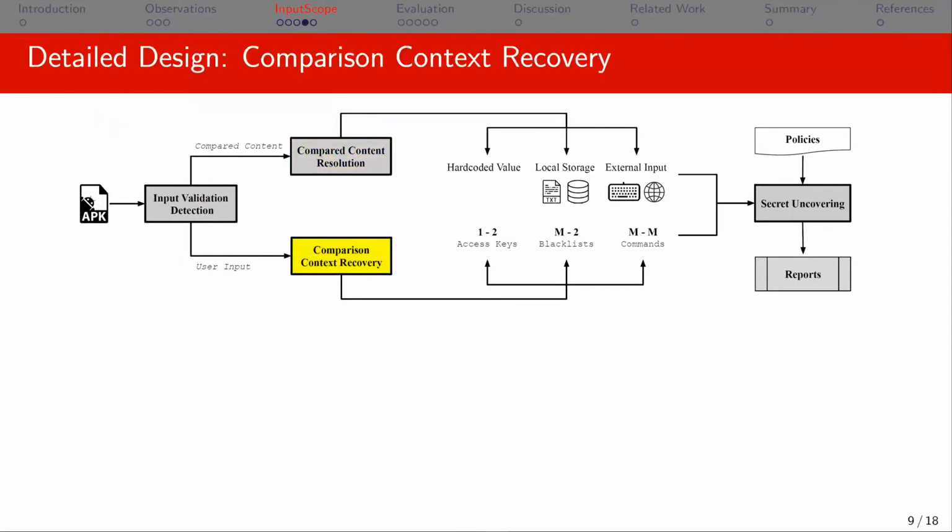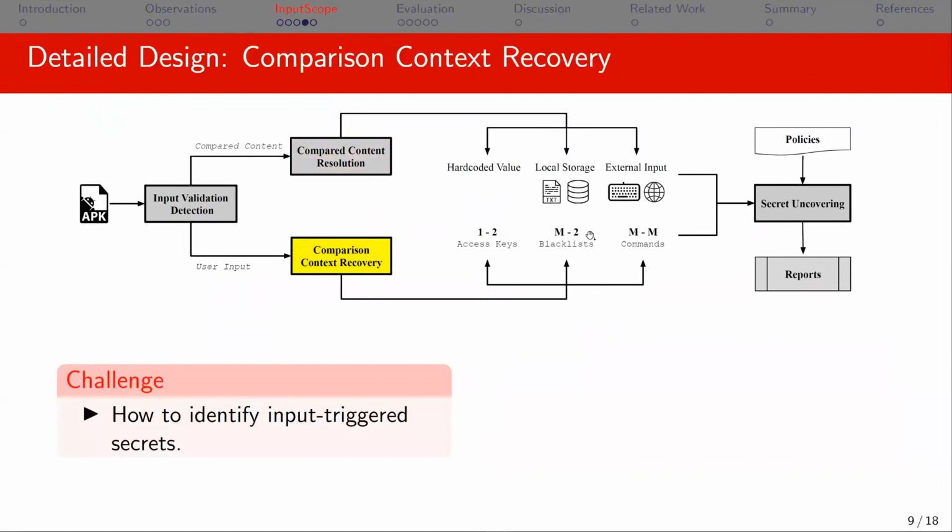Next, in order to uncover and identify these secrets, we need to build a comparison context that is constructed from the sources of comparison content and the code dispatch behaviors. Now we are missing the code dispatches. Here, we use a pair of two attributes to present a code dispatch. One is how many times a user input is validated within a judgment block, and the other one is how many potential branches could be taken if the validation is satisfied.